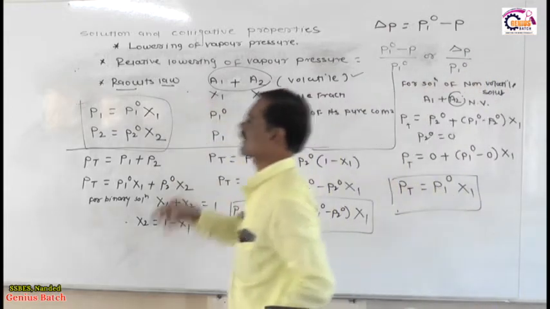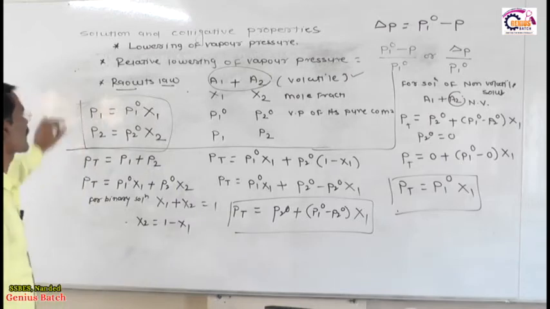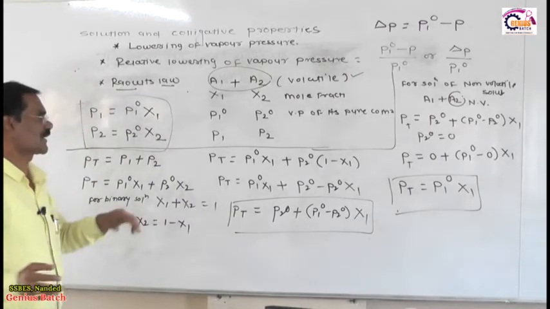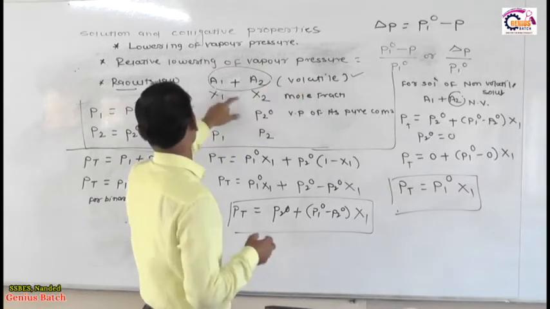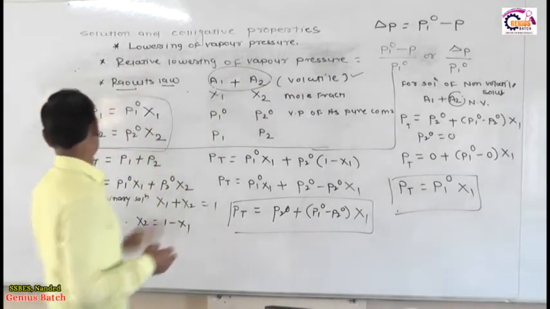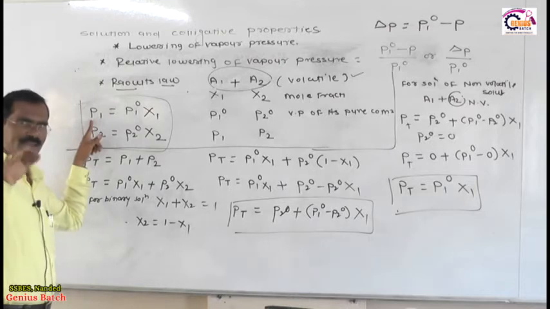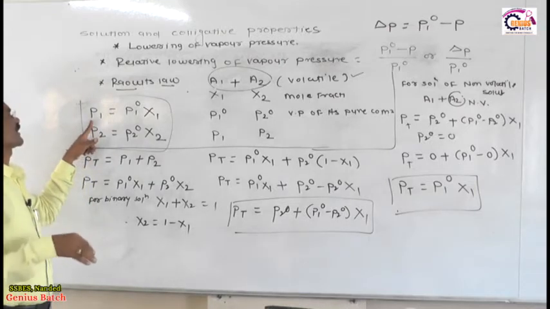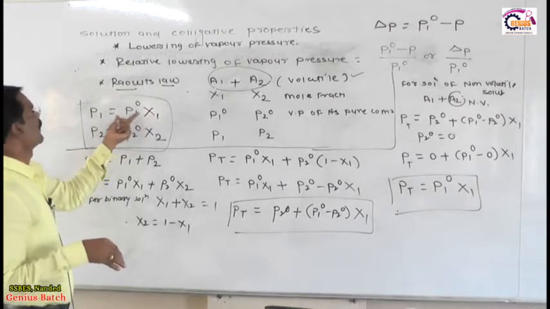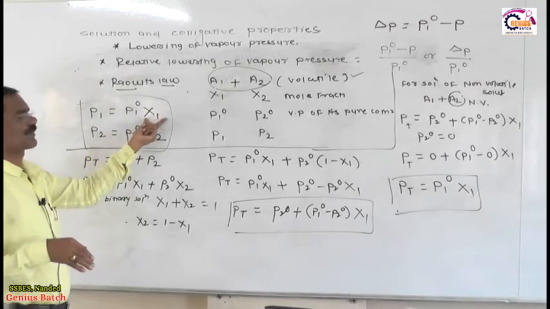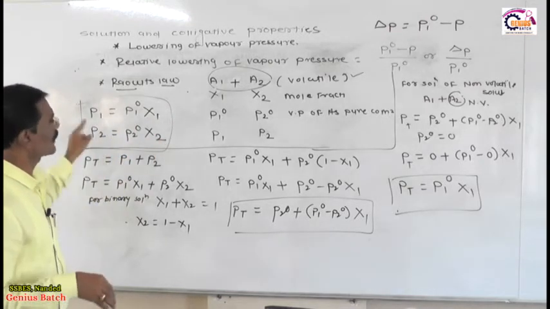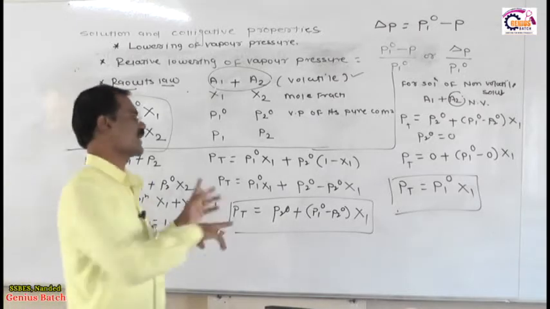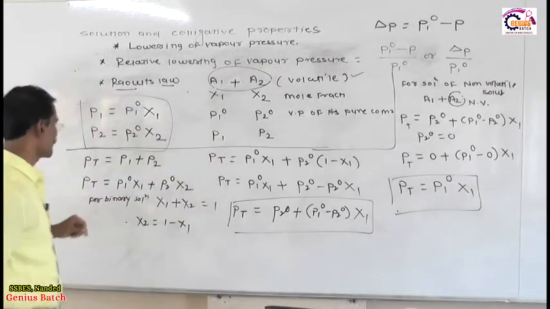Now we are considering Raoult's law. First, Raoult's law for a solution in which solute and solvent are both volatile. If both are volatile, then according to Raoult's law, the partial vapor pressure of a component present in a solution is the product of the vapor pressure of its pure component and its mole fraction. This is Raoult's law for the vapor pressure of a solution containing both volatile solute as well as solvent.